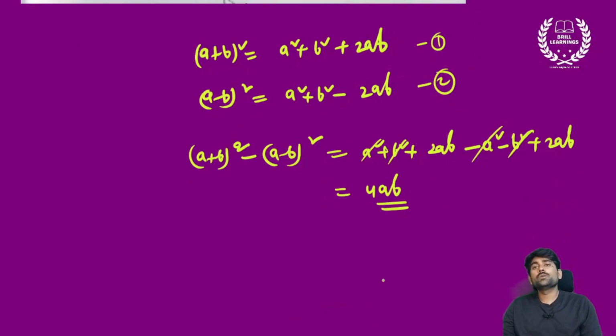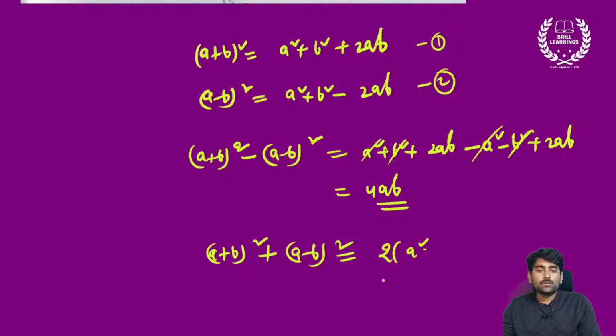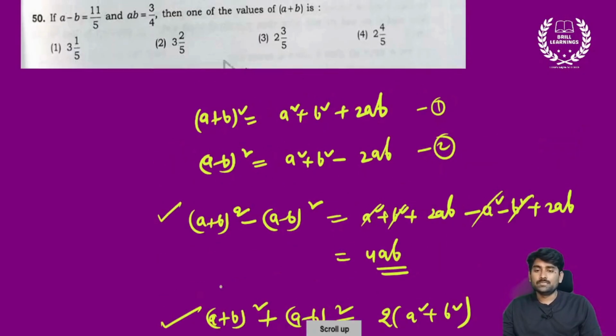Sometimes they may ask a square plus b square value. Otherwise, they have given a square plus b square value and they may ask the a plus b or a minus b value. In that case, I have to add a plus b whole square plus a minus b whole square. In that case, this 2ab will be cancelled, because these are plus values. We are adding. In that case, I'll get 2 times a square plus b square. Okay. By simply applying these two identities, you can solve these kinds of questions very easily. You can get the value.